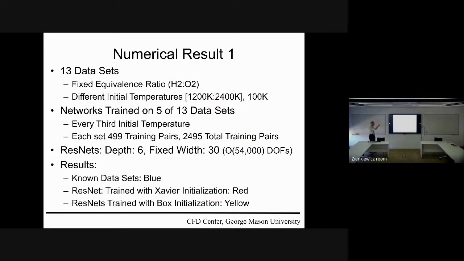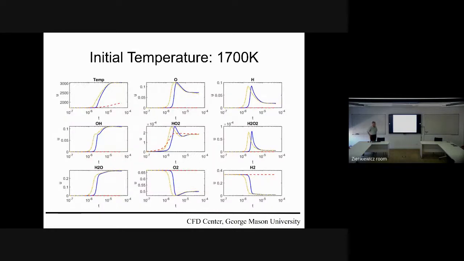You can see the networks that were trained there, some of the results. I'll be showing the known data sets in blue, and the ResNet, depending on different initializations, either in red or yellow. These are typical of the results that you get. Some of them are completely off. Other results are getting there. This is a low temperature.